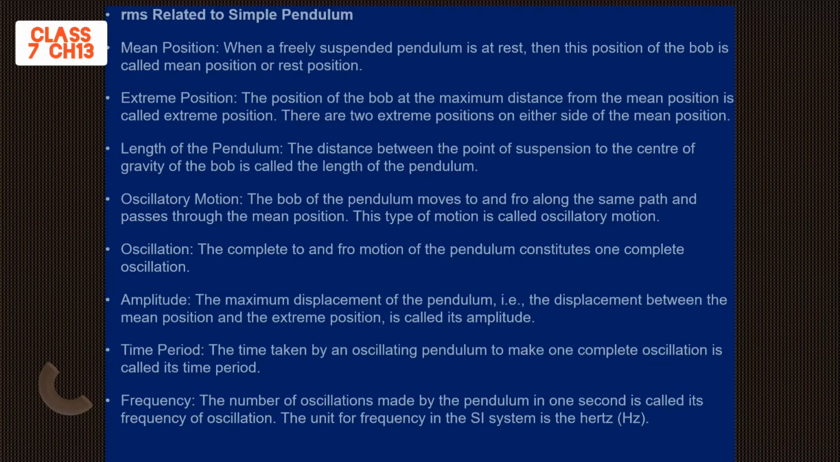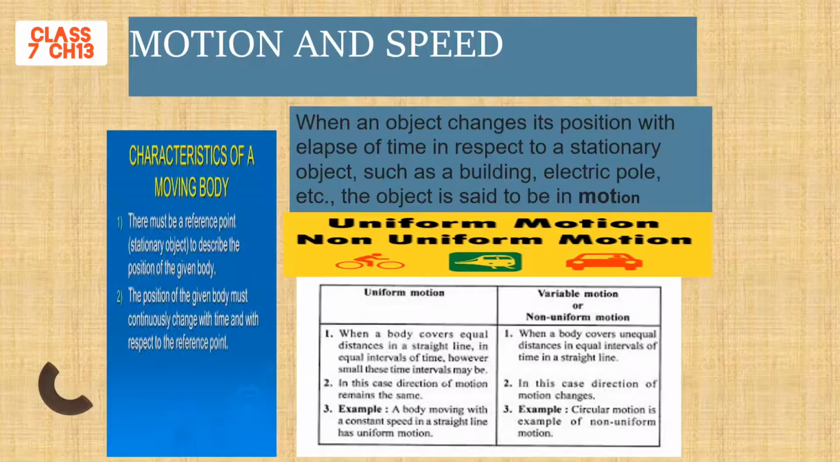Coming to time period, the time taken by an oscillating pendulum to make one complete oscillation is called its time period. Coming to the frequency, that is, the number of oscillations made by a pendulum in 1 second is called its frequency of oscillation. The unit for frequency in SI system is the hertz.